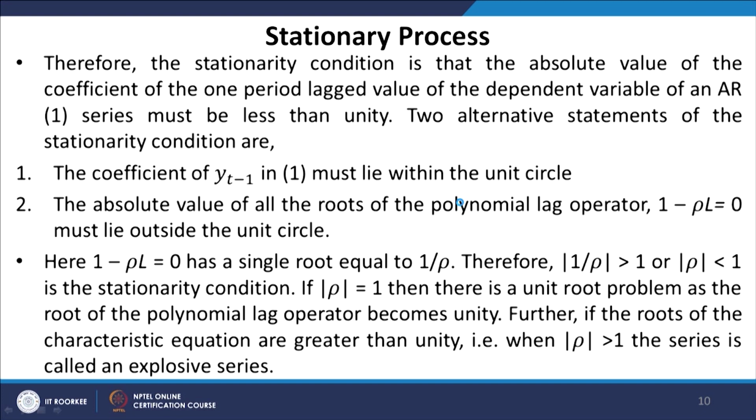Here 1 minus rho L equals 0 has a single root equal to 1 upon rho. Therefore, mod value of 1 upon rho greater than 1, or mod value of rho less than 1, is the stationarity condition. If the mod value of rho is equal to 1, then there is a unit root problem, as the root of the polynomial lag operator becomes unity. Further, if the roots of the characteristic equation are less than unity, that is when the mod value of rho is greater than 1, the series is actually an explosive series.